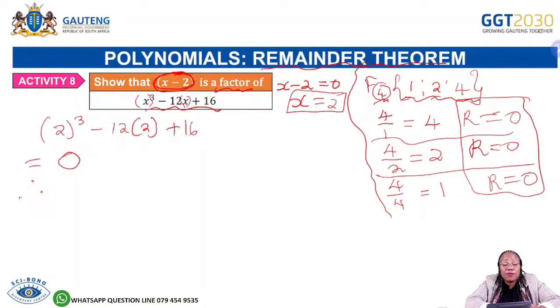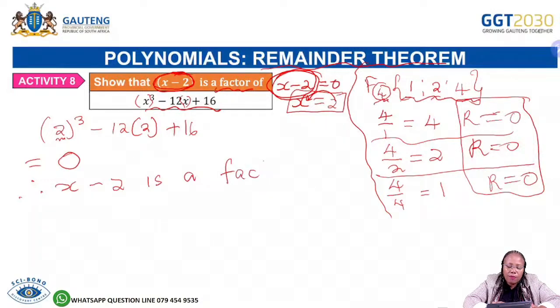Therefore, if it gives you a 0, x minus 2 is a factor. Remember we substituted x equals 2, but it comes from x minus 2. If we take it back here, it will be minus 2. So x minus 2 is a factor of that expression. Remember they said show that it's a factor. Yes, indeed it is, because it is giving us the remainder of 0 there.